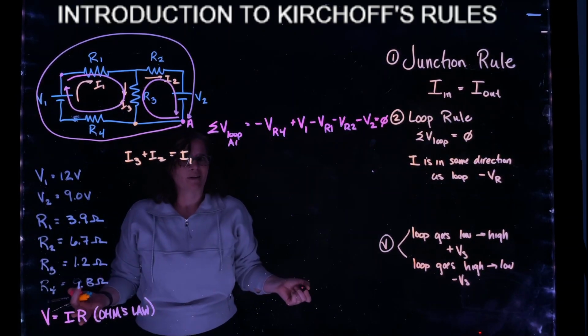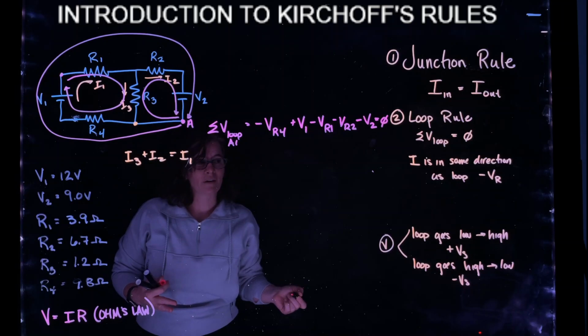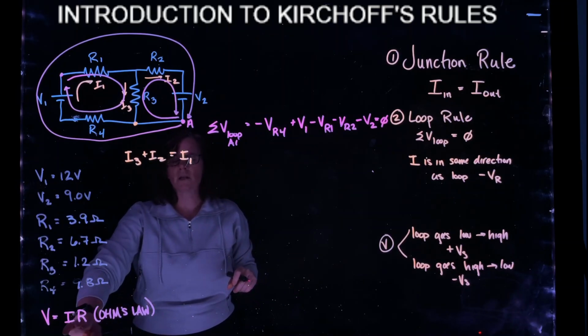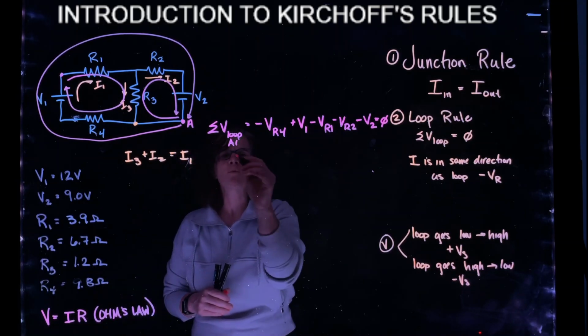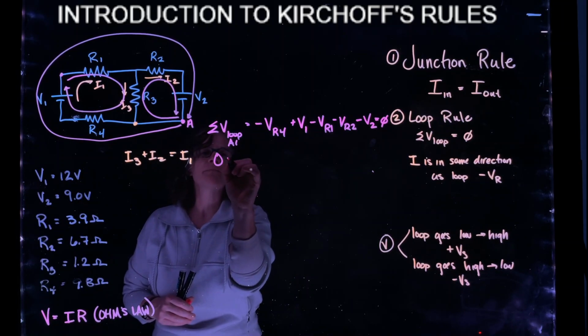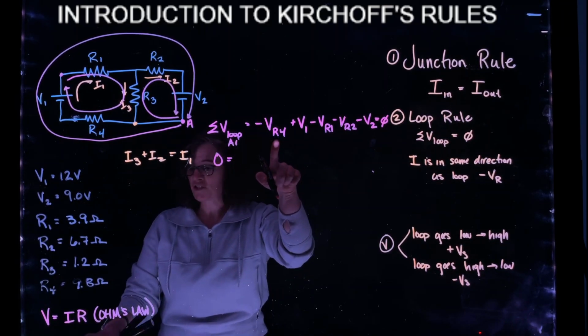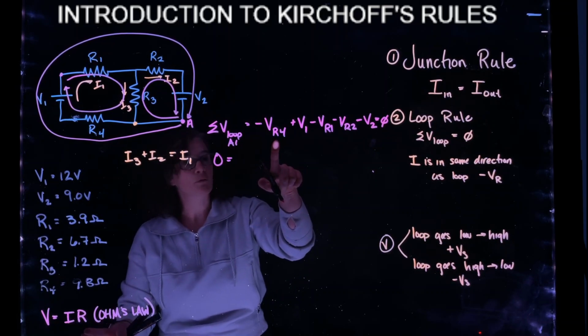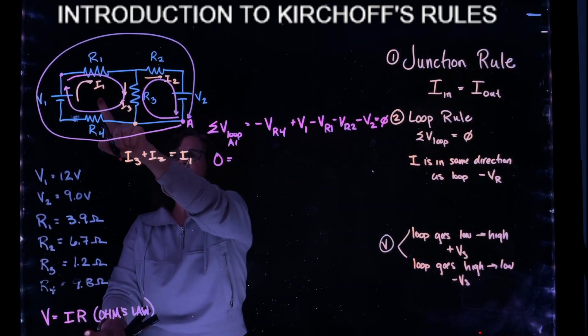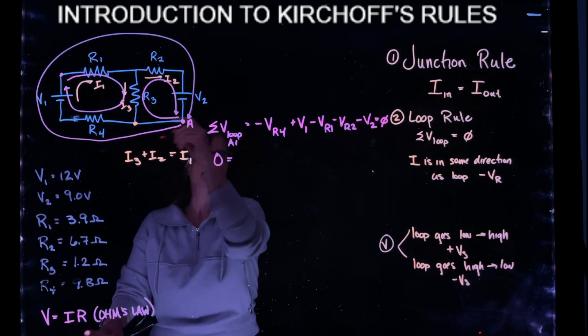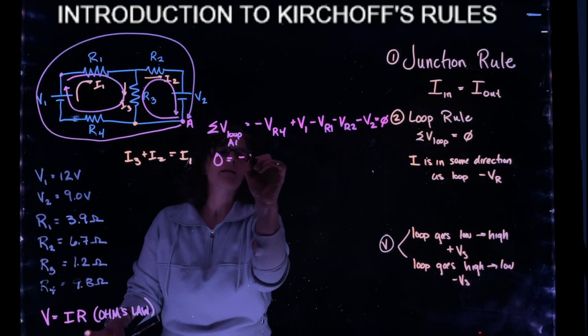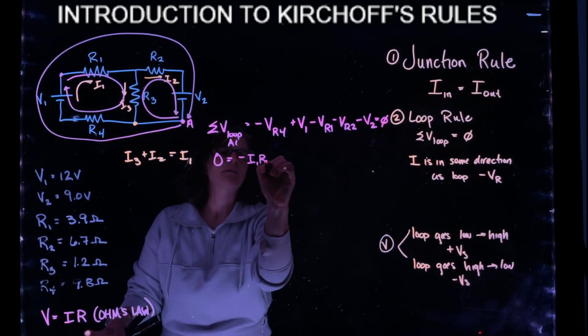How are they related to the current? Because that's what I was going to solve, right? I was going to use these rules to solve for current. Well, that's Ohm's law. So we know that the loop is equal to 0, and we're going to apply Ohm's law. The voltage across resistor 4 is just the current through resistor 4 times its resistance. Resistor 4 has current I1, so minus I1 R4.